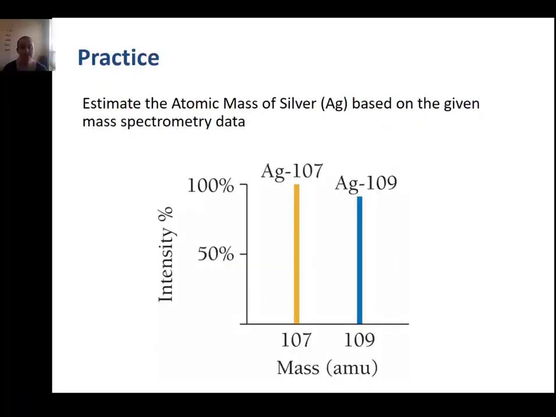Now it's your turn. Take a minute to estimate the atomic mass of silver based on this given mass spectrum. Although the highly accurate masses and intensities cannot be determined from this chart and have not been given, you should be able to make a decent estimate, and you can compare your result to the value that is found on any periodic table.